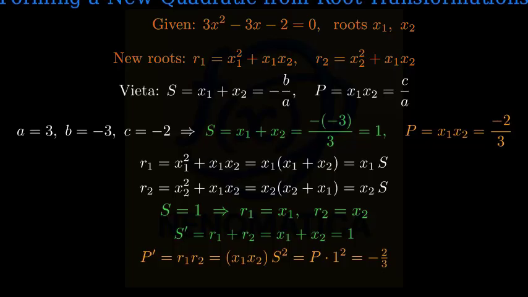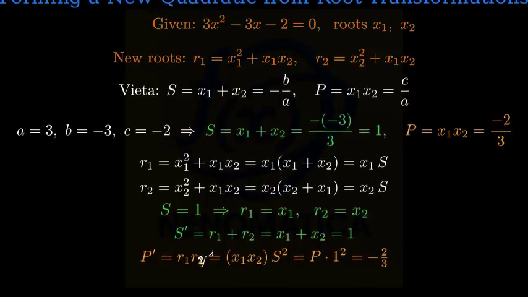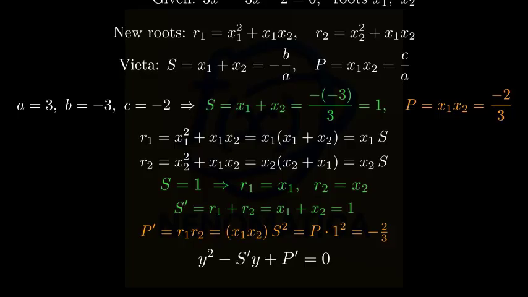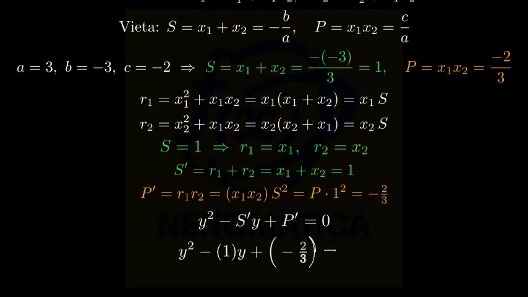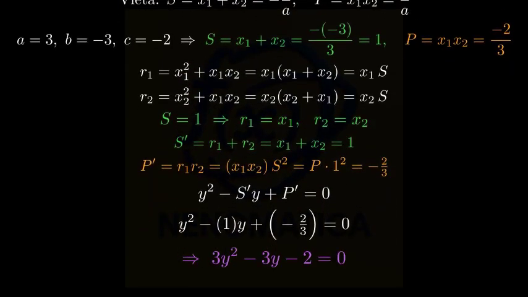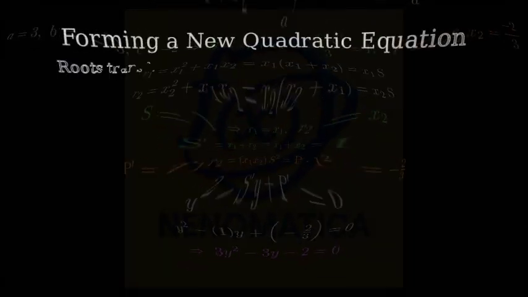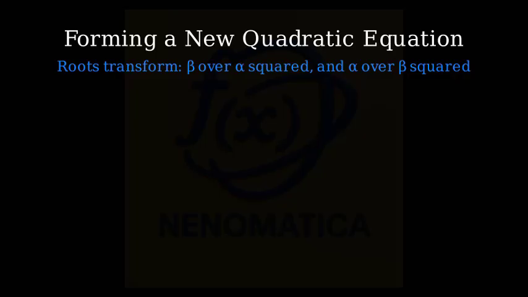With s equal to 1, p prime equals p equals negative 2/3. Step 4. The monic quadratic with roots y1 and y2 is y squared minus s prime y plus p prime equals 0. Substituting s prime equals 1 and p prime equals negative 2/3 gives y squared minus y minus 2/3 equals 0. To clear the fraction, multiply by 3 to get 3y squared minus 3y minus 2 equals 0.